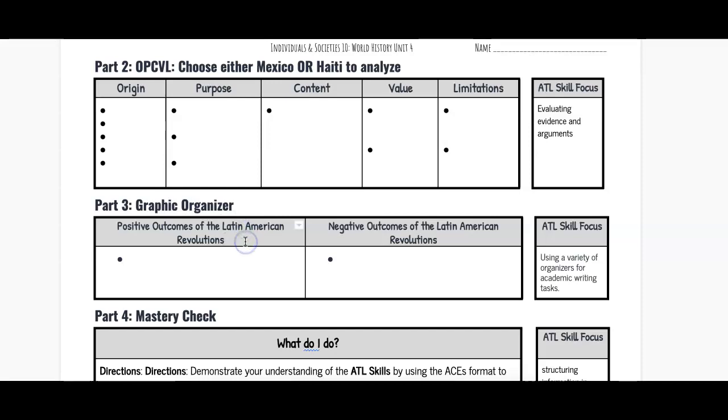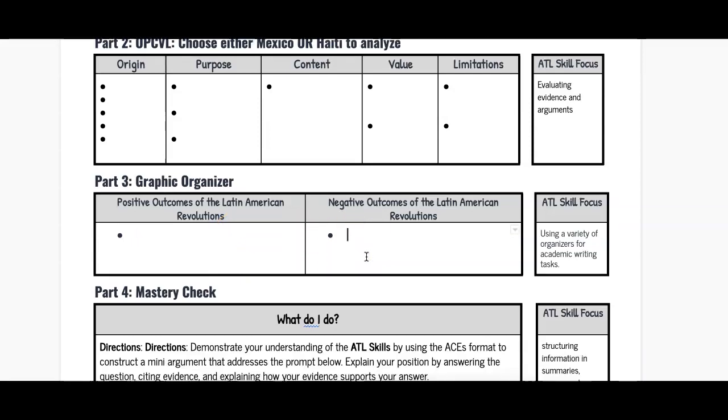Now, similar to how we've done with the previous 2 lessons, you'll see positive outcomes of Latin American revolutions and negative outcomes of Latin American revolutions in a T-chart. Your job is to fill in at least one positive outcome and at least one negative outcome. You are welcome to do more, and this would help you going forward, but the minimum requirement is to fill in one of each. Something that was positive that came out of the revolution, and something that was negative.